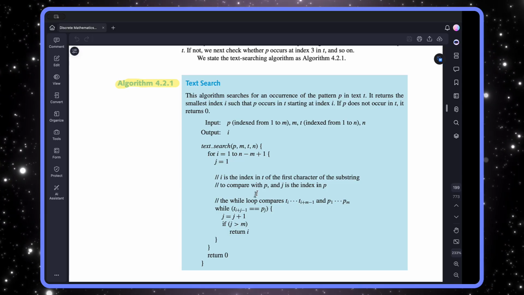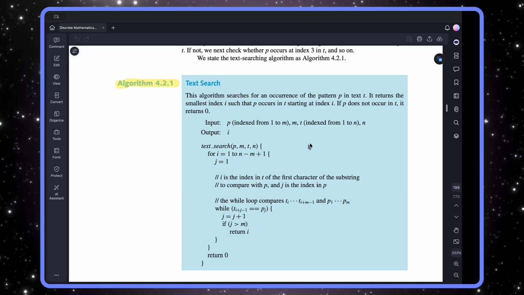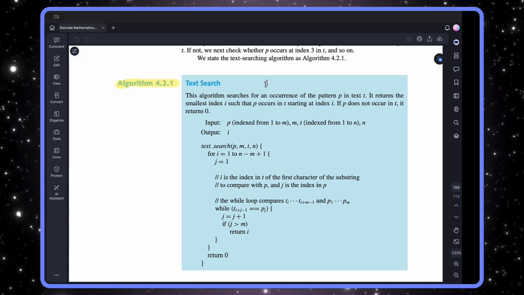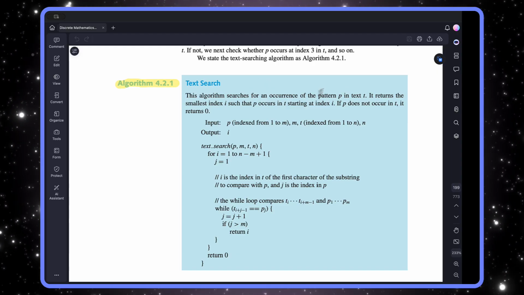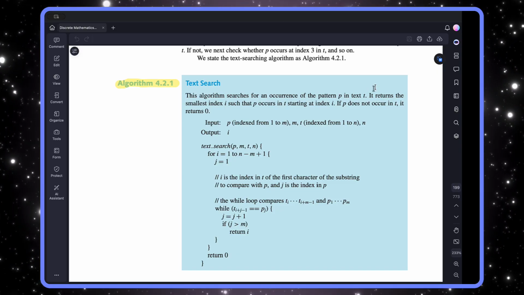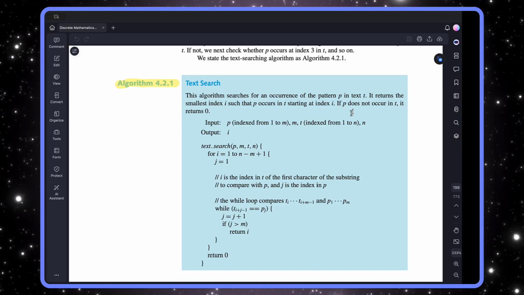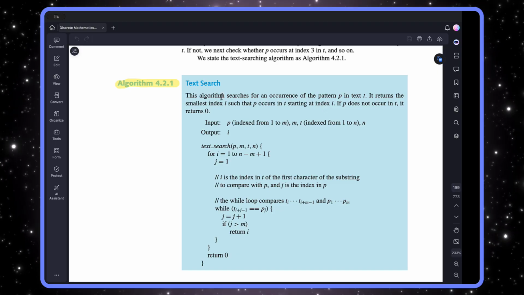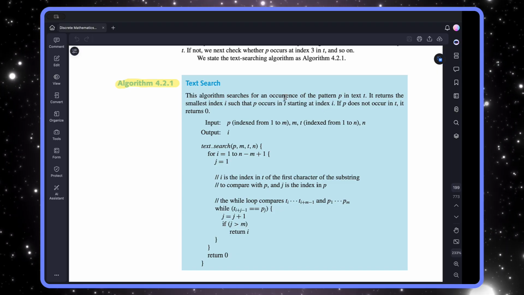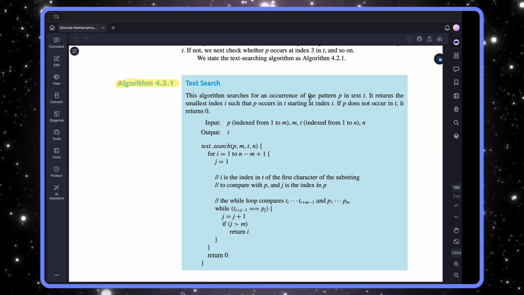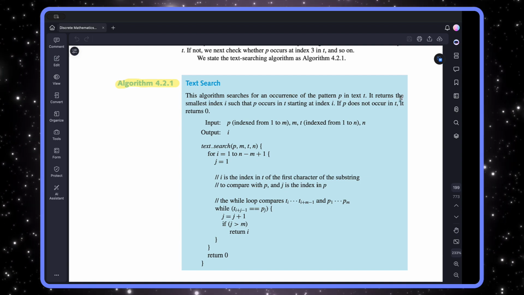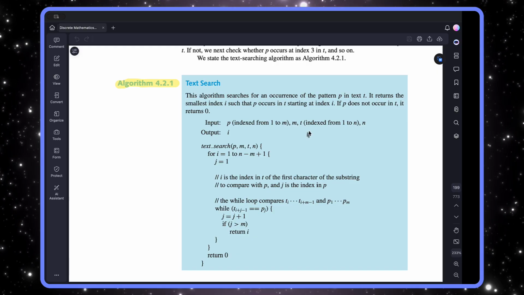So the first one is an example of a search algorithm, which does what it says it's going to do. This algorithm searches for the occurrence of a pattern or a word, let's say P, in text T, okay? And it returns the smallest index I such that P occurs in T starting at index I, right? If P does not occur in T, it returns 0.